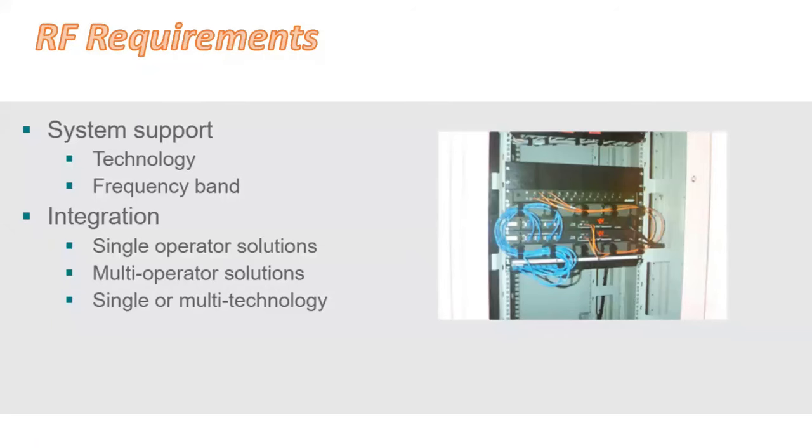So first of all, we have to think of the RF requirements. First of all, we have to think what kind of technology we are going to deploy, be it LTE, 5G, 3G, or 2G. But normally we are talking about LTE and 5G nowadays. What kind of frequency band are you going to use, be it 800, 700, AWS, millimeter waves, 28 gigahertz, 39 gigahertz? This question you should ask.